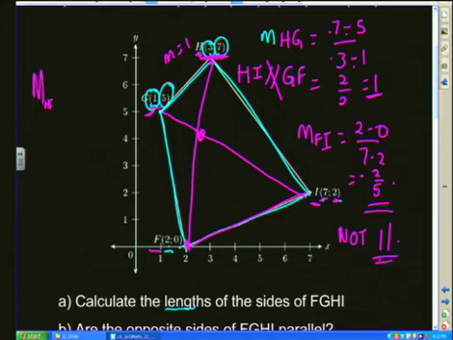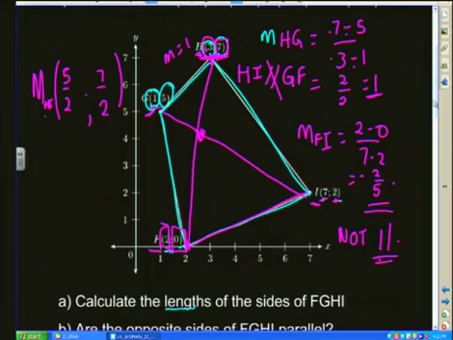Midpoint HF. It's going to be the x coordinate at point H plus the x coordinate at point F. So it's 3 plus 2, which is 5, divided by 2. And then it's the y coordinate at point H plus the y coordinate at point F, which is 7, and then divide by 2. So the midpoint of HF is 5 over 2 and 7 over 2.